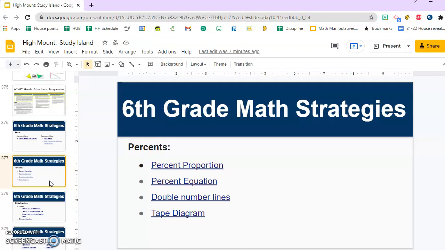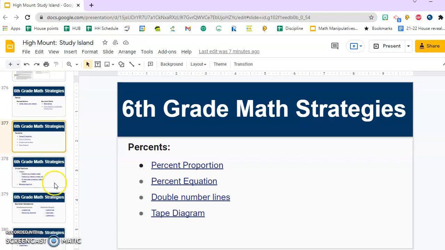A huge resource for you is your Study Island. We have Study Island here, and it is a godsend. I cannot encourage you enough to check out those lesson portions. A lot of times they've upgraded and they have some interactive things in there for your students.